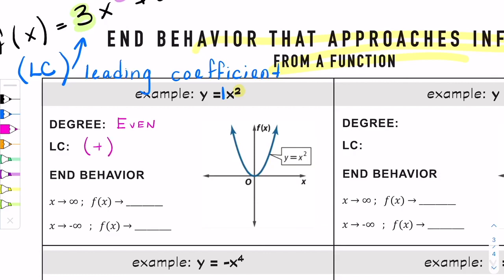So you have two choices. For degree, you have even or odd, and the leading coefficient, you have two choices, negative or positive. So if the degree is even, and if the leading coefficient is positive, that is all we need to know, then our end behavior tells us that both ends of the graph are going up. Both ends of the graph are heading towards positive infinity.